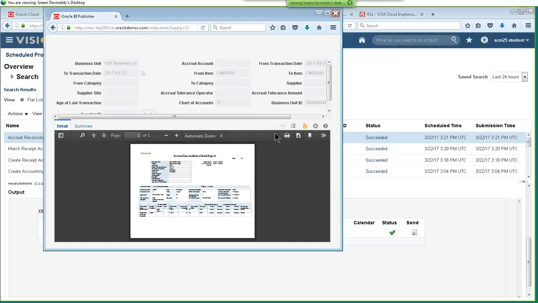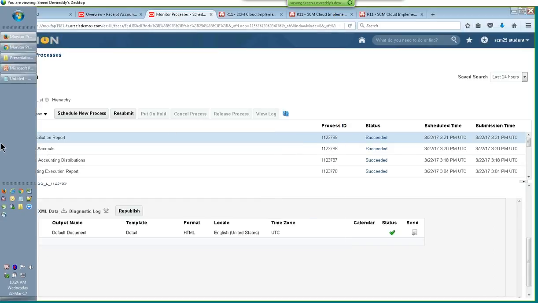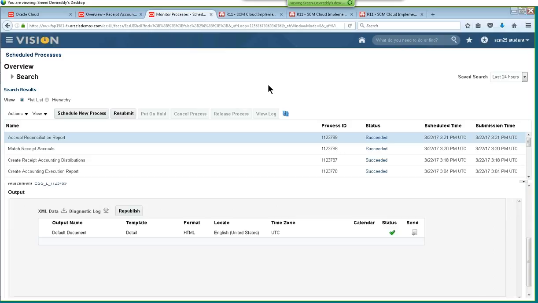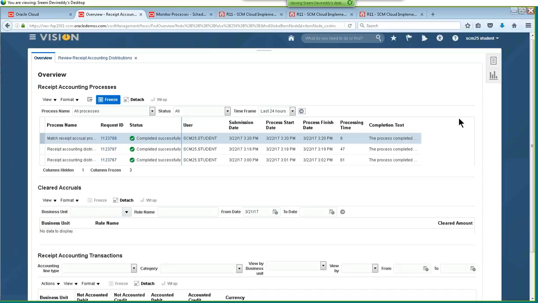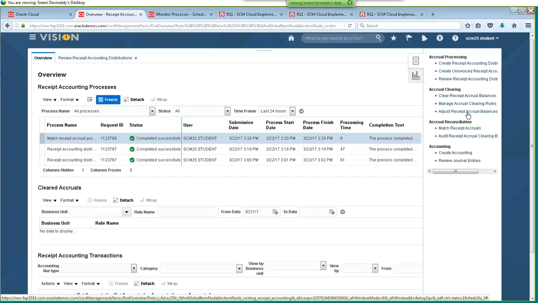Now what I would like to do is knock it off. I know I'm not going to get the 100 invoice, so let's clear it off. Let me take you there. There are two ways to do it: manually or by writing a rule. If you want to do it manually, you can go to adjust receipt accrual balance and knock it off manually, or you can write a rule. I have written a simple rule. I'll show you the rule.